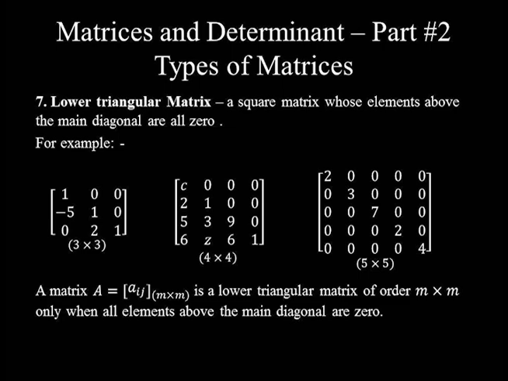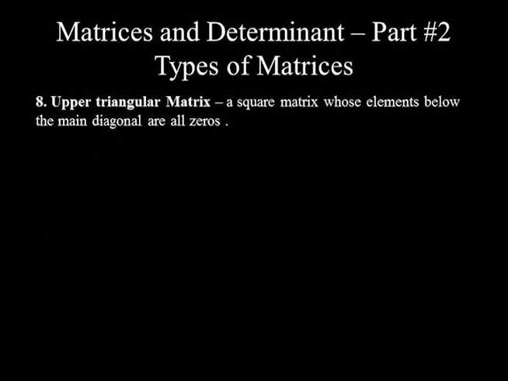The 8th category in our series is upper triangular matrix. It's a square matrix whose elements below the main diagonal are all zeros. In such kind of matrix, we are expected to check whether elements below the main diagonal are 0 or not. If they are 0, that matrix is an upper triangular matrix. If some or all are different from 0, that matrix is not an upper triangular matrix.